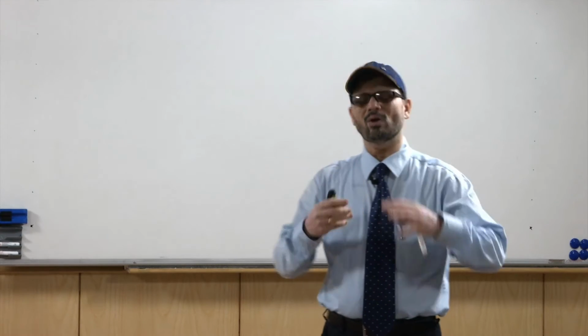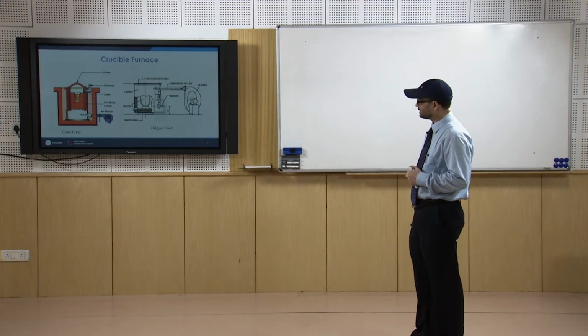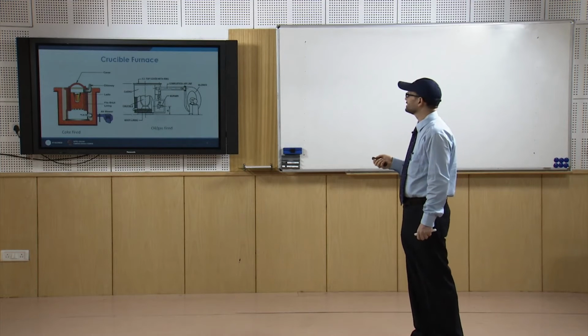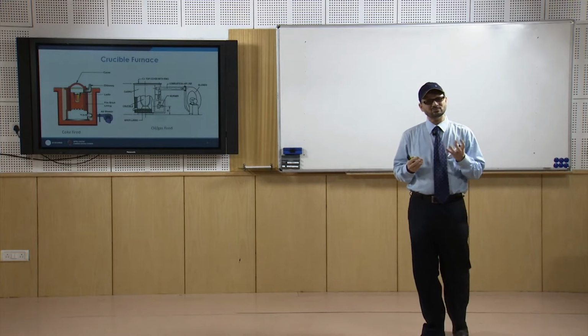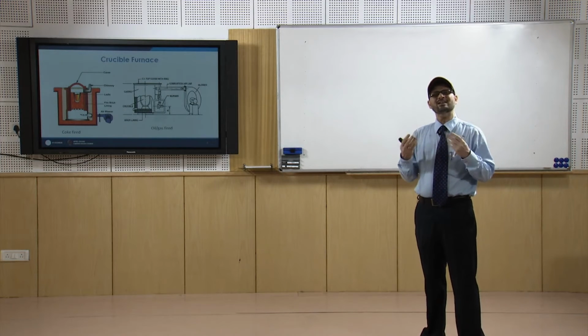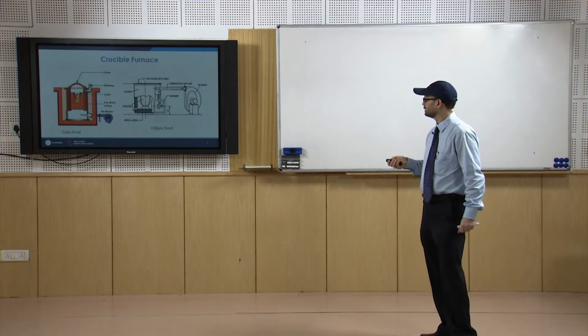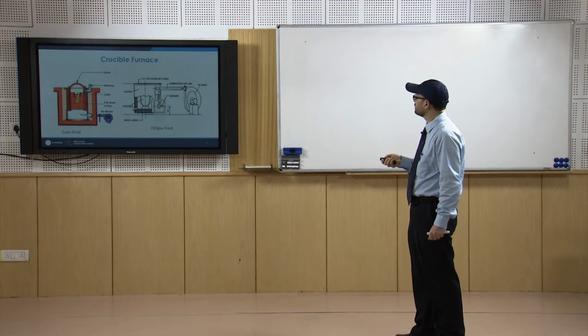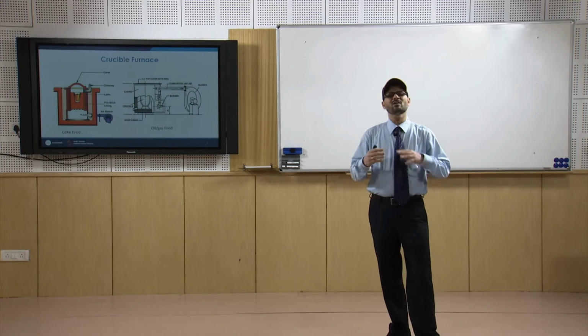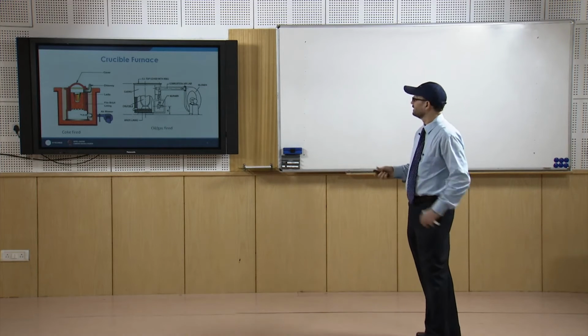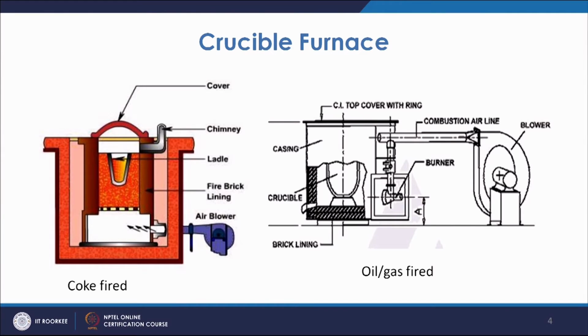Let us discuss them one by one. The crucible furnace is used in small scale foundries where the metal requirement is small and you have to make small castings. Here you have a crucible, or ladle, which is normally known as a crucible. It is made of graphite or clay and is put inside the furnace. There are coke fired and oil and gas fired types of crucible furnace.